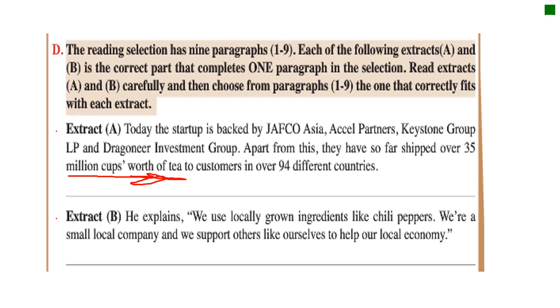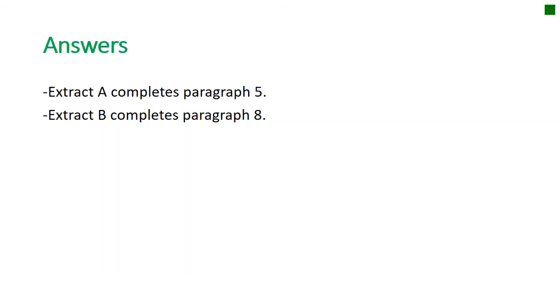Extract B, he explains, we use locally grown ingredients like chili peppers. We're a small local company and we support others like ourselves. The guy, Batista, who worked with the vinaigrettes and the salad dressings, etc. So, extract A completes paragraph 5. Extract B completes paragraph 8. Please write it in a full sentence.